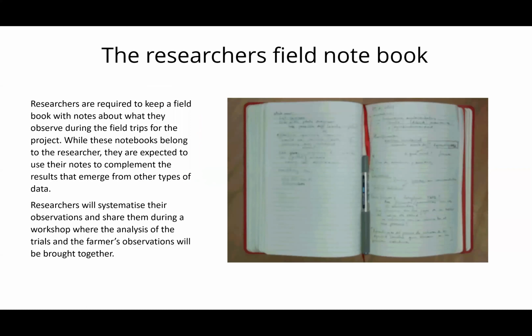Finally, we have the researcher's field notebook. This is a picture of a researcher's field notebook, and this is where the researcher keeps observations. And it says researchers will systematize their observations and share them during a workshop where the analysis of the trials and farmers' observations will be brought together.